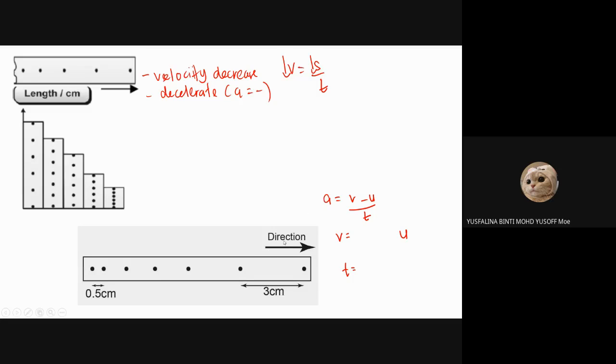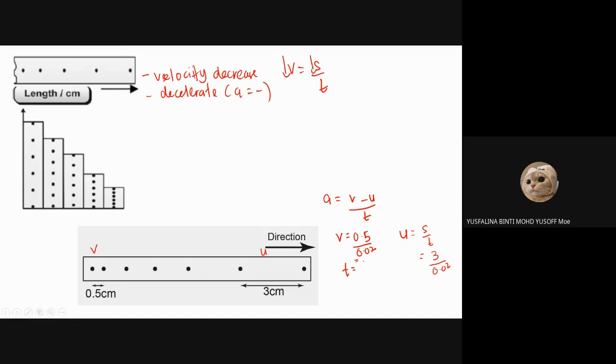Since the direction of the motion is to the right, this part should be U, so this part comes out first. This one is U and this one is V. And U is S over T, right? The S here is 3, and the time here is 0.02 because only one tick. One tick is equal to 0.02. And V is 0.5, and the time is 0.02.